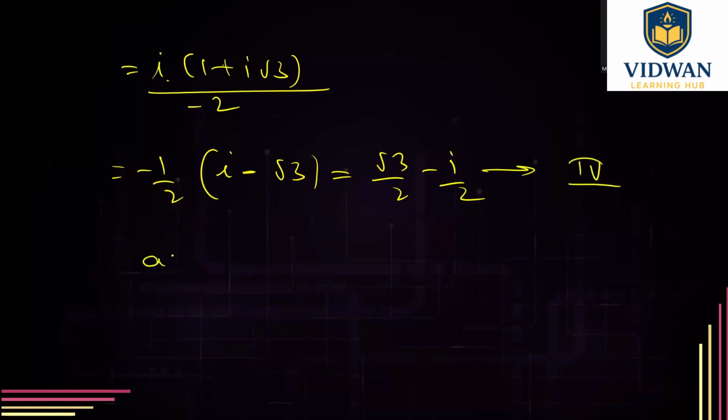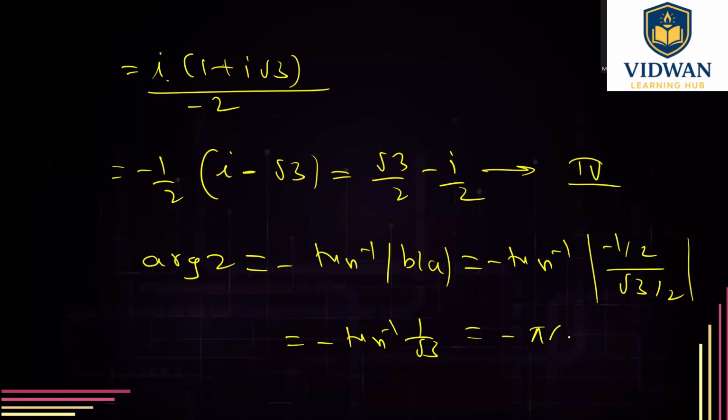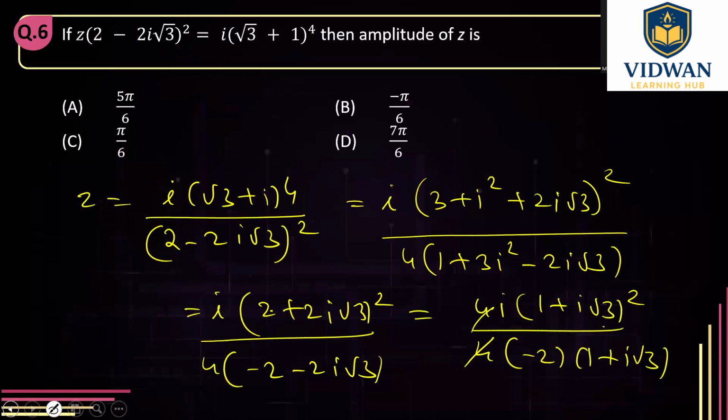And for fourth quadrant, what is the formula for the argument of Z? Minus tan inverse of mod of B by A. So you can write this as minus tan inverse of mod of B is minus half by A is root 3 by 2. So that will give you minus tan inverse 1 by root 3, because mod will make this positive. And tan inverse 1 by root 3 is 30 degrees. So pi by 6. So minus pi by 6 would be the right answer for this. So we can mark B option as the answer.